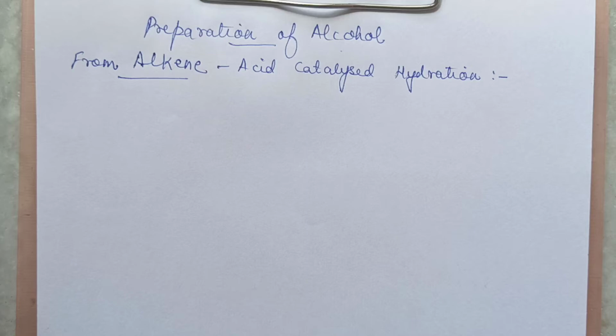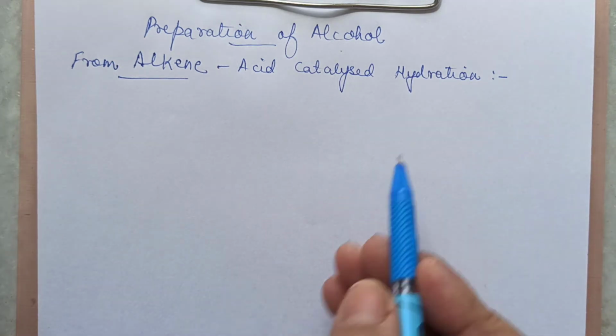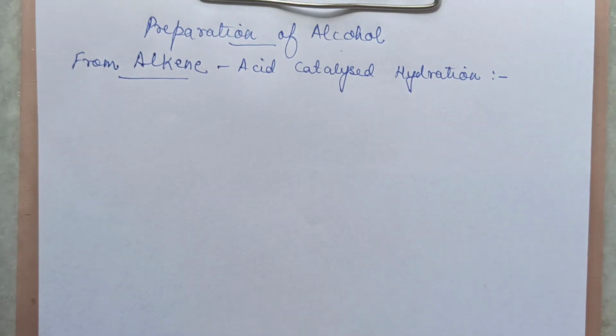Morning, children. Today we are on to the second organic chemistry chapter of class 12, that is alcohol, phenol, ether. And in today's class we will be talking about preparation of alcohols. Okay, the first method we are taking is preparation of alcohol from alkene.